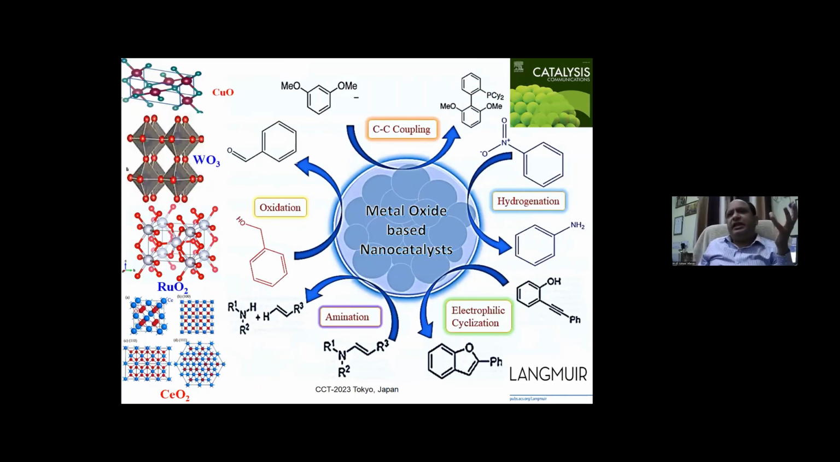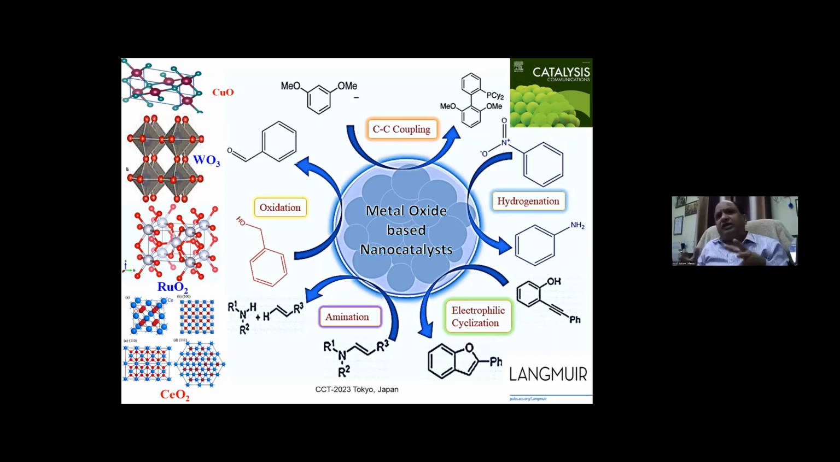This slide is dedicated to organic transformations. Millions of organic conversions are known, and here in my research lab at Jamia Islamia, New Delhi, we are doing a lot of organic transformations based on carbon-carbon coupling, hydrogenation, electrophilic cyclization, amination, oxidation, and so many other conversions.